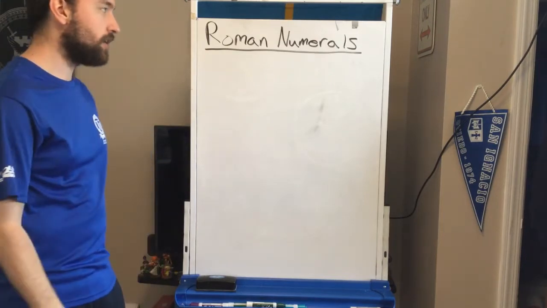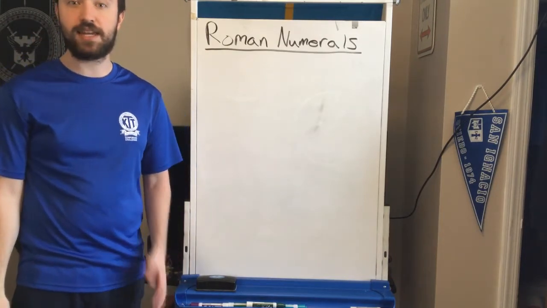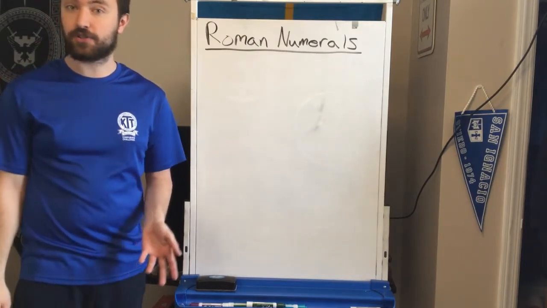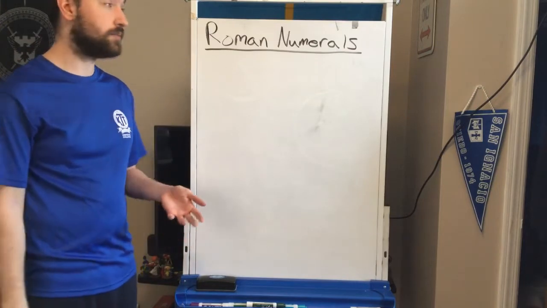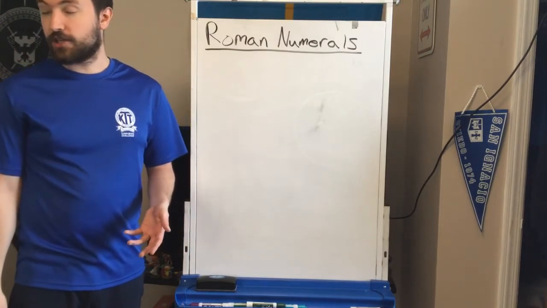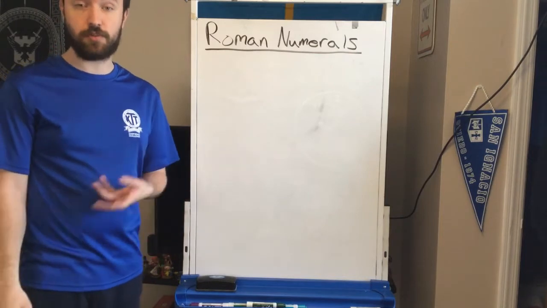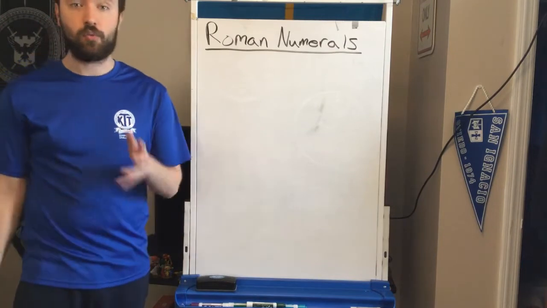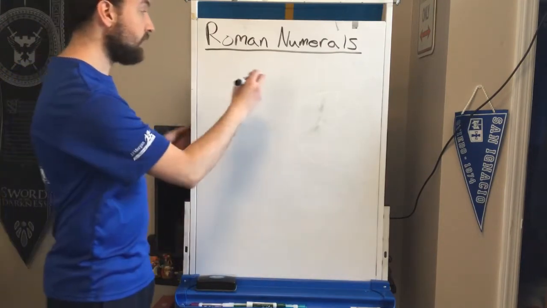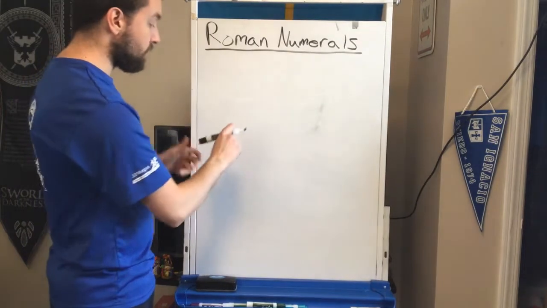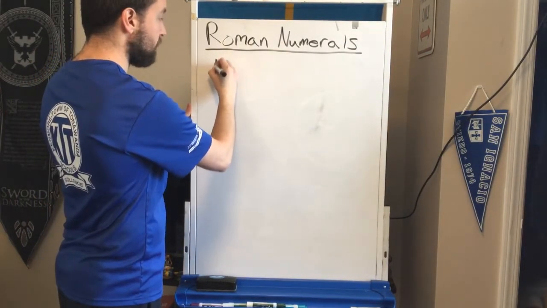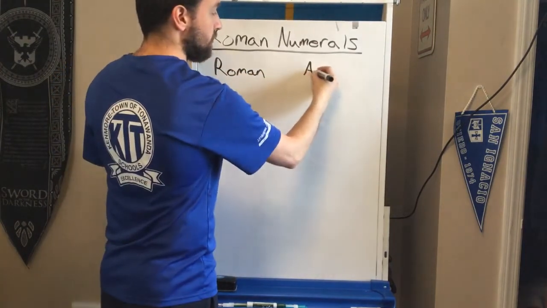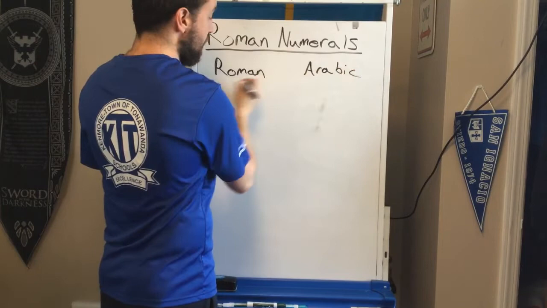Now, how this video is going to work is we're going to talk about some of the main characters of Roman numerals, because they're not numbers, they look like letters or characters almost. And then we're going to start talking about how to read these numbers when we start getting into bigger and bigger numbers. So first, let's start talking about what these numbers actually are. We're going to create a little T-chart here. On the left, we're going to have the Roman symbol, and on the right, we're going to have the Arabic symbol.